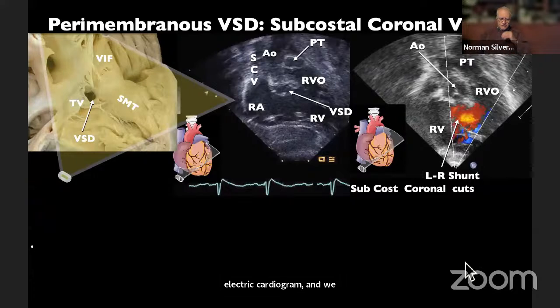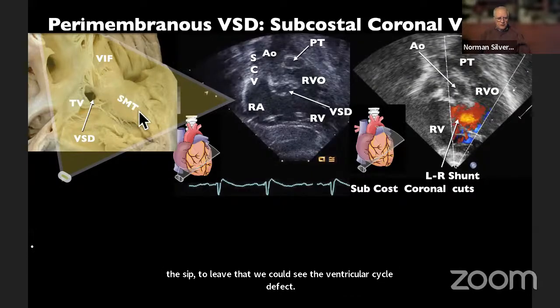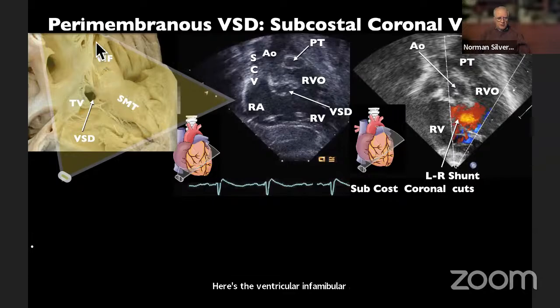And we can also see this subcostally. And here you can see the tricuspid septal leaflet. And immediately under the septal leaflet, we can see the ventricular septal defect. Here's the ventricular infundibular fold and the septum marginal trabecula, which in Van Praaghian terms is the crista supraventricularis. And this defect has a fibrous connection to the mitral valve seen through the ventricular septal defect.